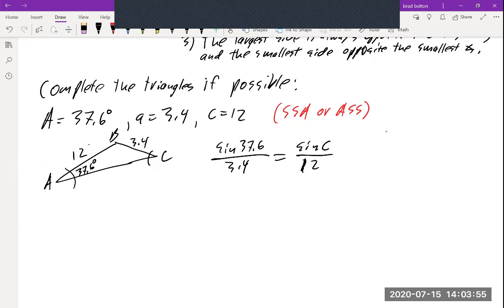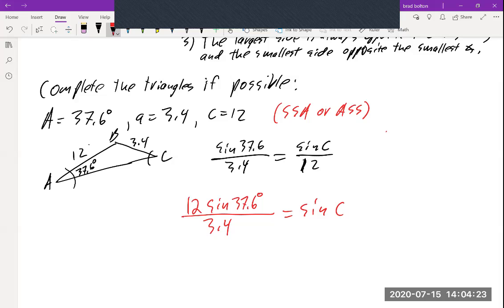I set it up for you where I have the sine of 37.6 divided by 3.4 is equal to the sine of C, which is unknown at this point, divided by 12. Okay, so this time I left the C on the sines on top because I'm going to be solving for an angle. So now this is going to become 12 times the sine of 37.6 degrees divided by 3.4, right? And that should be the sine of C.